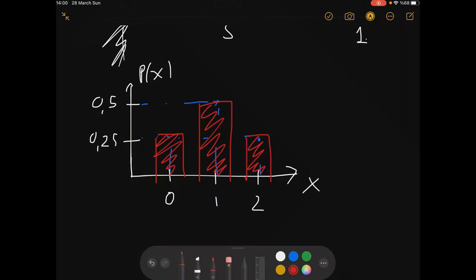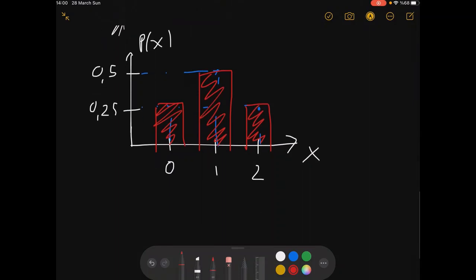Now, if we repeat this 2 coin tosses experiment for, let's say, 100 trials, and we construct a bar graph like this, it would look more like this bar graph. If we increase the trials to, for example, 1,000, it would even look more like this ideal bar graph.